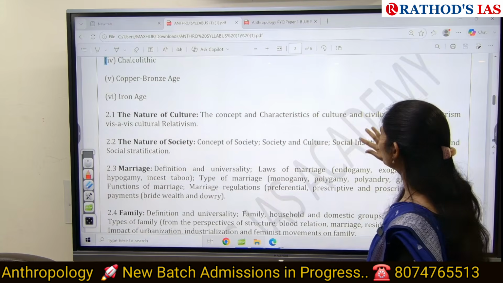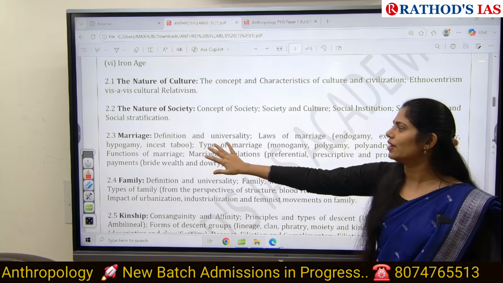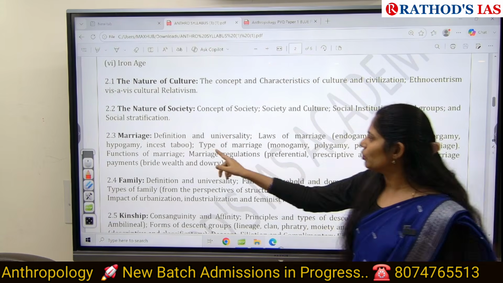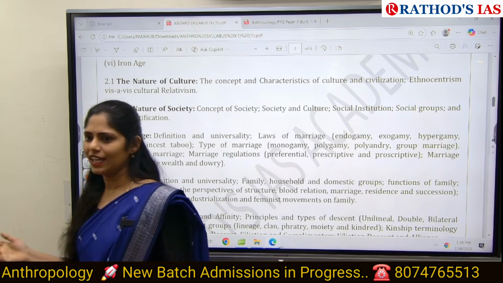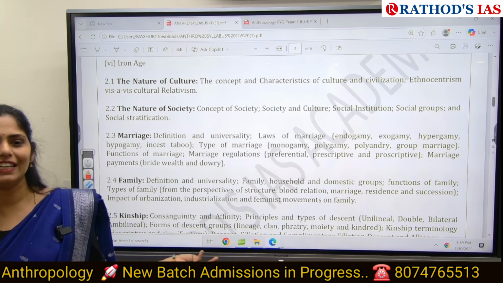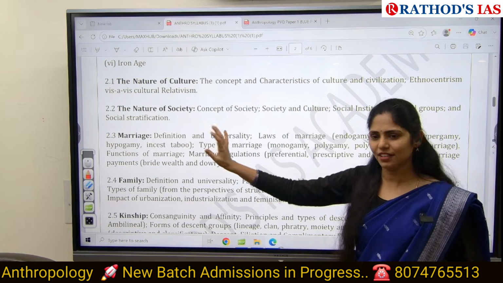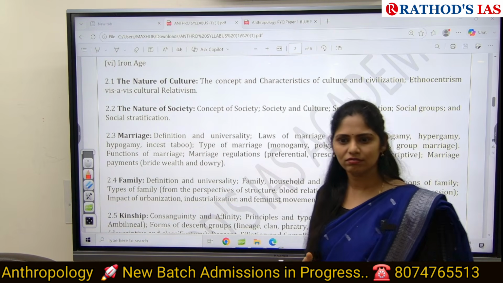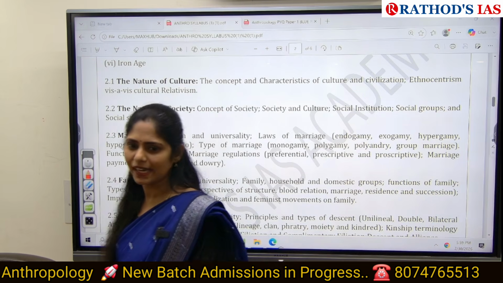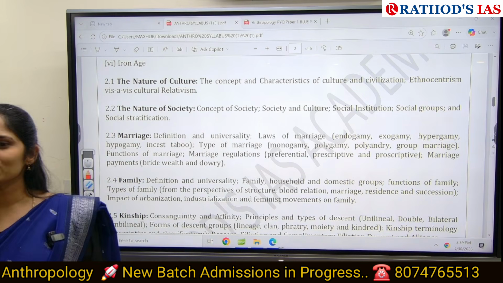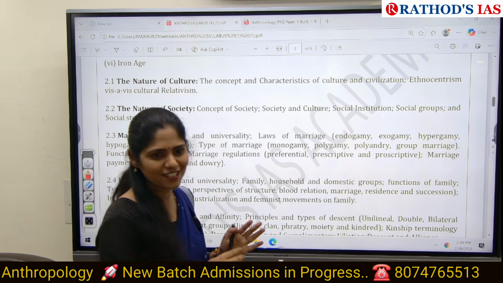In this second chapter also, I will be starting with the first topic, which will be marriage. What is marriage? I think you might have attended many marriage events. So here we'll start with the definition. What is the meaning of marriage? What do you understand by the meaning of marriage, anyone? Because in anthropology you have to know the definitions.